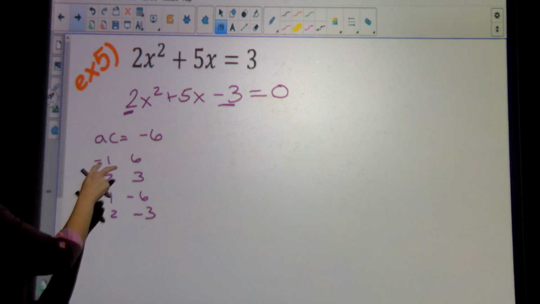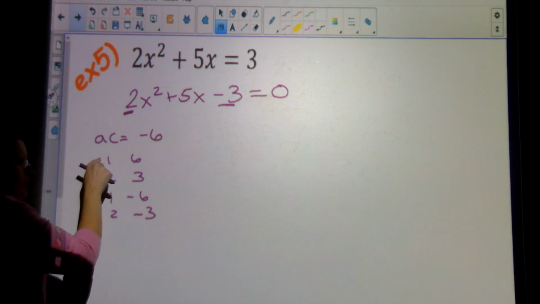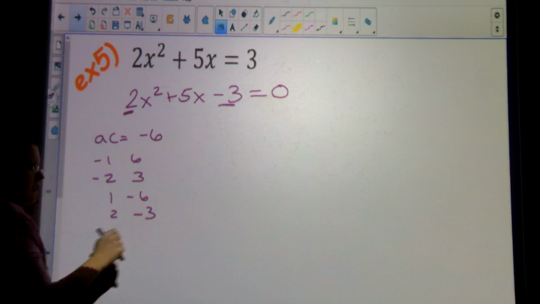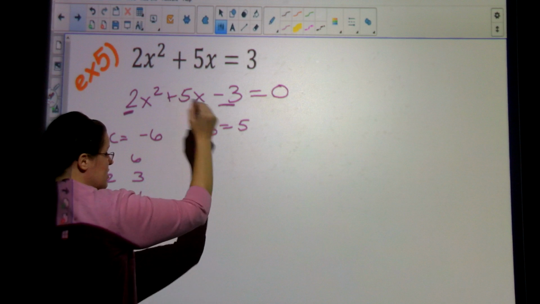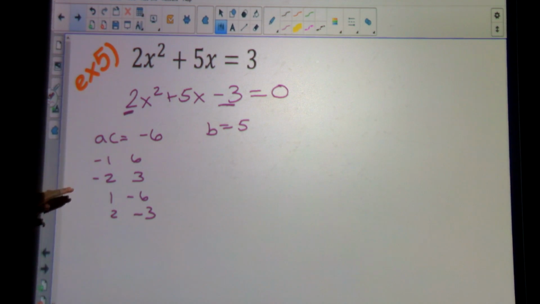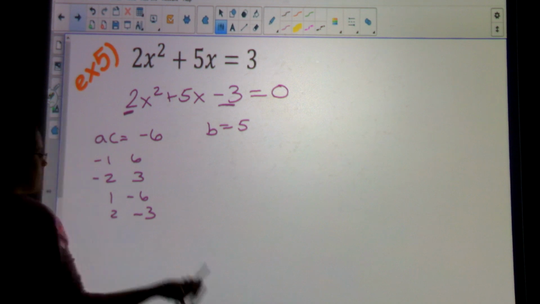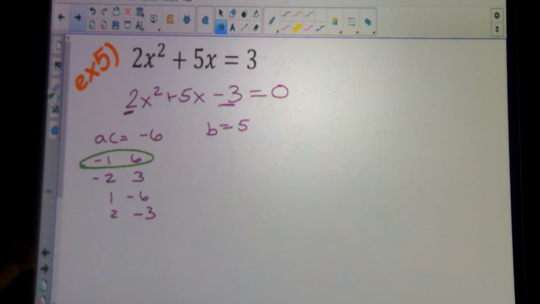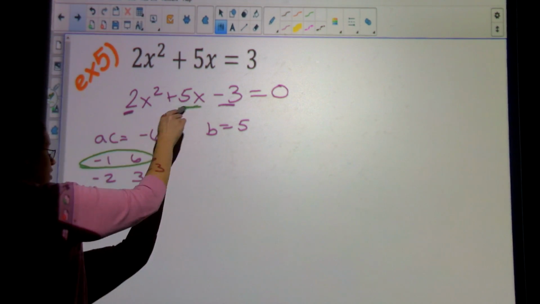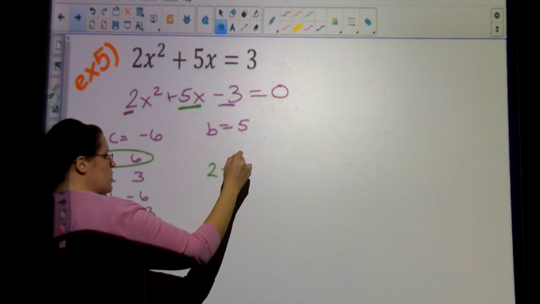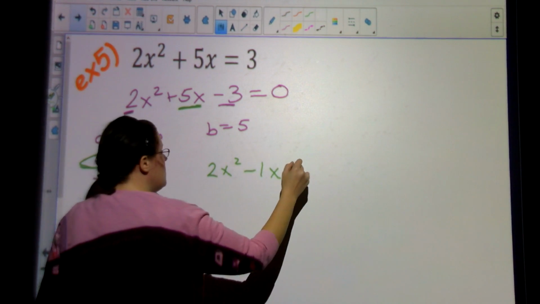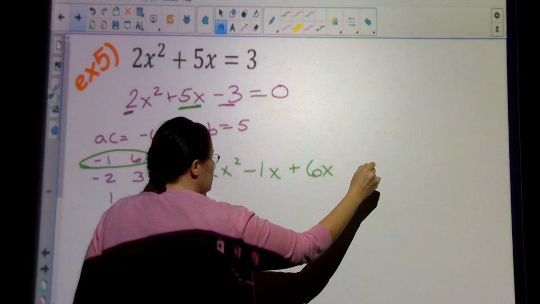So right here, I know 1 and 6, 2 and 3. I made one of them negative, and then on the other one I just switched it and made the other one negative. Now your B is positive 5. So look at your pairs. Which ones add to be positive 5? Right here. Negative 1 and 6. Okay. So I'm going to replace this middle term with negative 1x and 6x. So I have 2x squared minus 1x plus 6x minus 3.